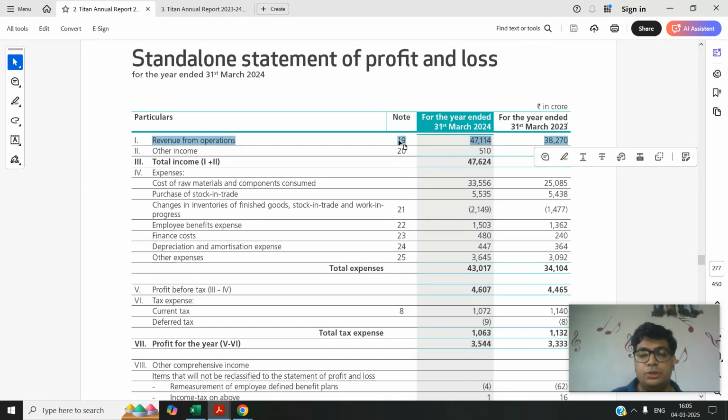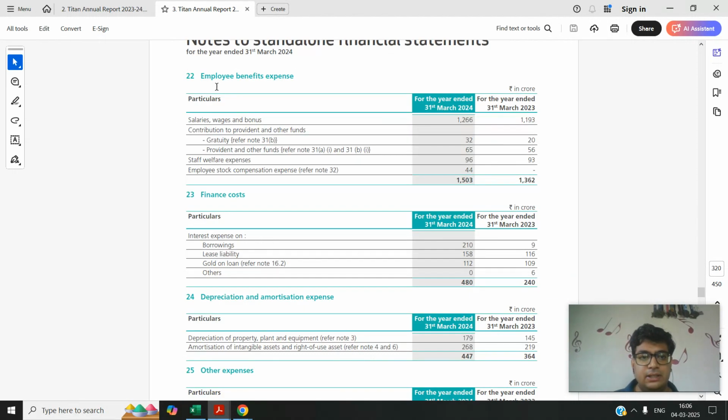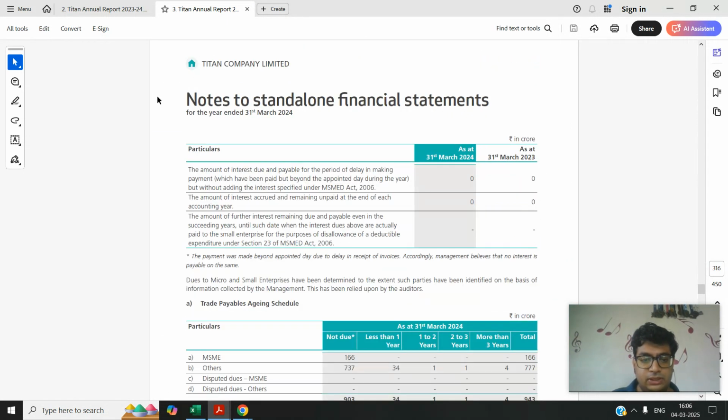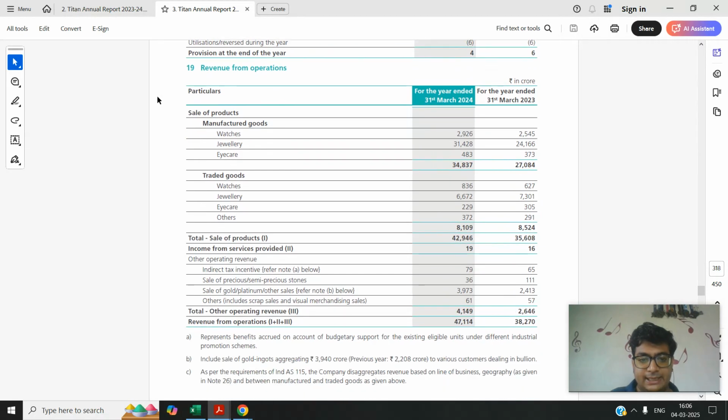इसका breakup you do not provide on the face of P&L. You provide it by way of notes. Now where are these notes? These are below statement of profit and loss. But just to avoid scrolling this page up and down, what I have done here is I have opened the same report here and I have opened the notes here. So let's look at note 19 here.